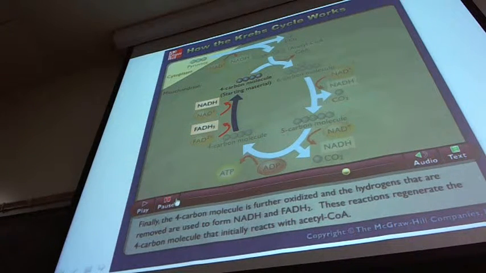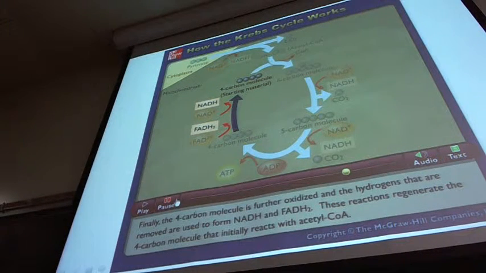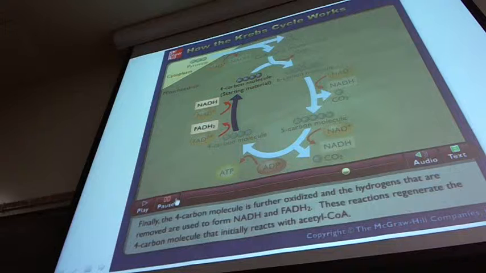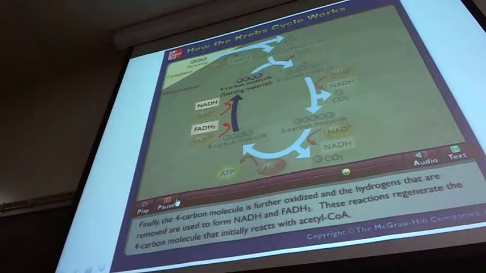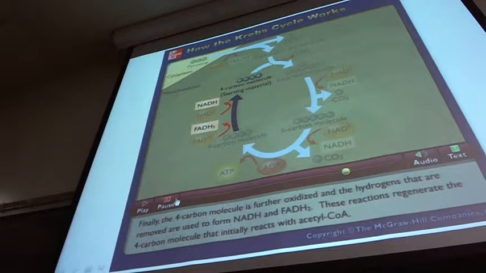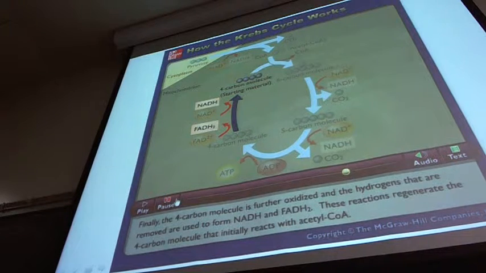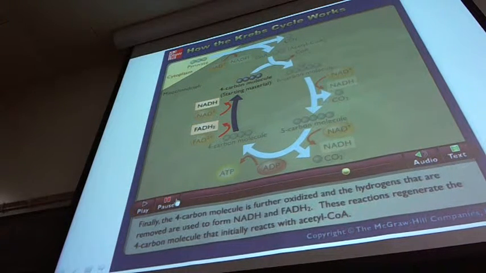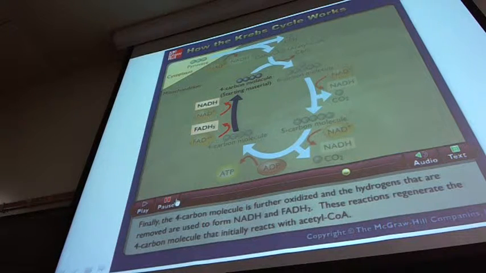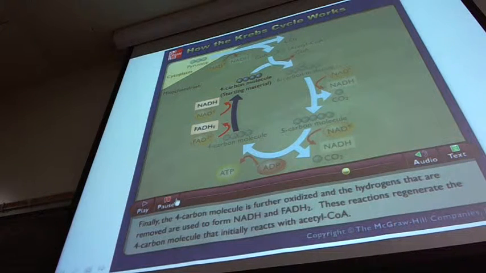Now this is important because when you start breaking down your carbohydrates, your fats, your proteins, your nucleic acids, what goes toward the Krebs cycle is pyruvate. When you start reprocessing your lactic acid, what goes into the Krebs cycle is pyruvate. Everything comes back to pyruvate, with the exception of when you break down fats.